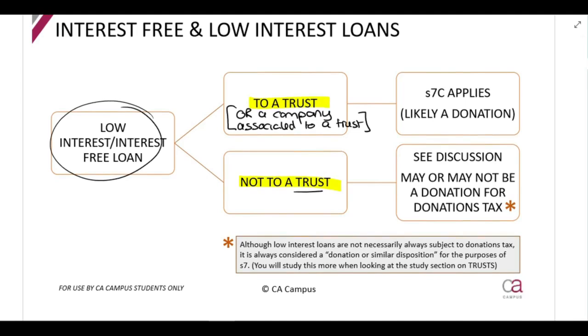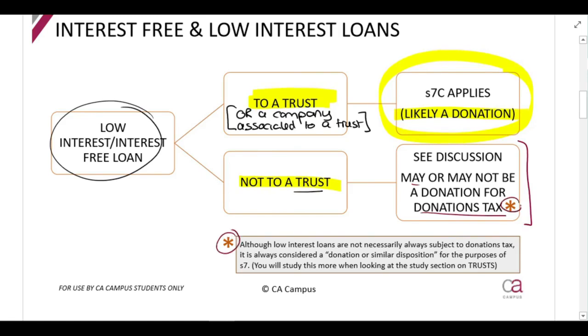Now, this section 7C that we're looking at only applies in this situation when it goes to a trust. You'll see I make a comment here. It's likely a donation, and that's right. And over here, when it's not to a trust, I say it may or may not be a donation for donations tax. Specifically, I'm talking about donations tax. You'll see this little star here. I'm just bringing this to your attention so that at a later stage, you don't think that I was lying to you or missed something.